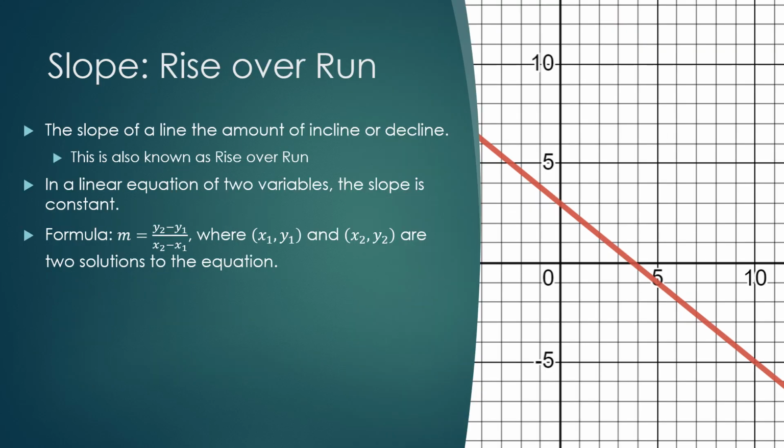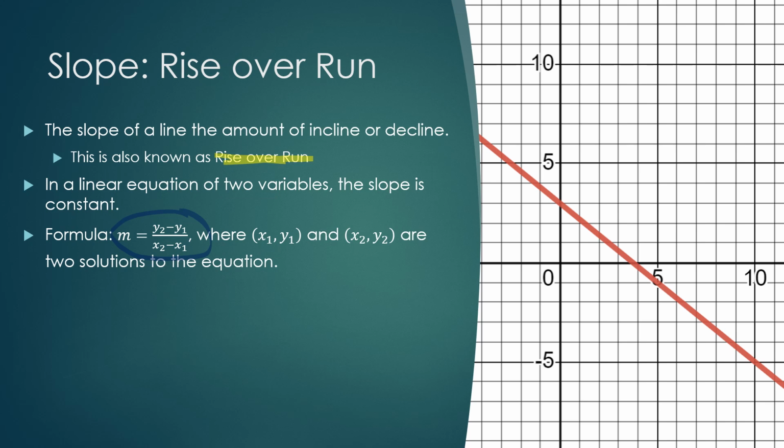So let's look at slopes in particular. The slope of the line is the amount of incline or decline. This is also known as rise over run, something you've probably heard before. In a linear equation, the slope is always constant. We're given a formula that helps you calculate slope. As long as you know two ordered pairs from the line, or two solutions to the equation, you can find the slope.